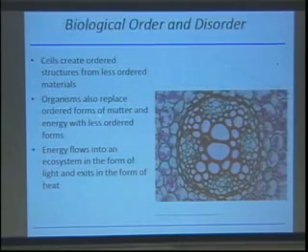Okay, so biological order and disorder. Cells are creating ordered structures from less ordered materials, and they're also replacing ordered forms of matter and energy with less ordered forms. Right. So this is going on all the time. Energy flows into an ecosystem in the form of light, ultimately from the sun, and exits in the form of heat. So that's the general process that's happening during biological metabolic reactions.